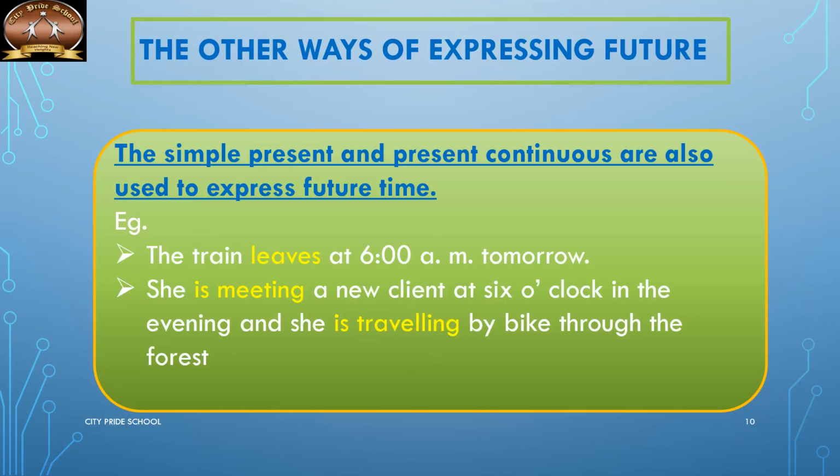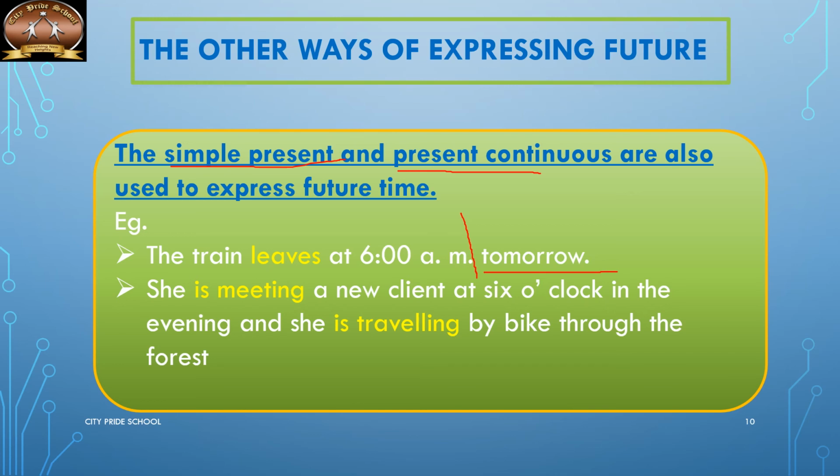There are other ways also, children, of expressing future continuous tense, and they are simple present tense and present continuous also. The example is: the train leaves at 6 a.m. tomorrow. Now, if this time expression, tomorrow, is removed, then the sentence will appear to be of simple present tense. But tomorrow is a time expression for future. Then: she is meeting a new client at 6 o'clock in the evening and she is traveling by bike through the forest.